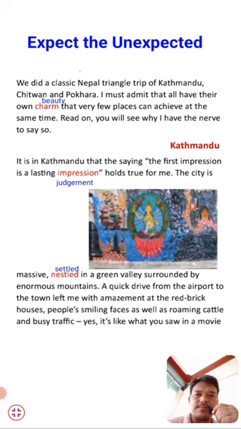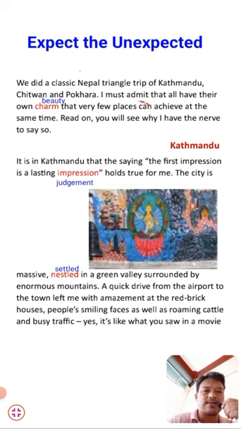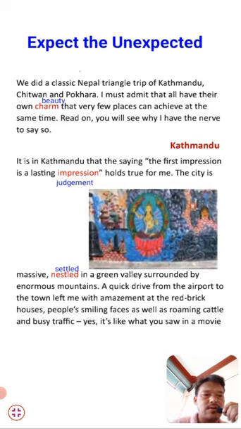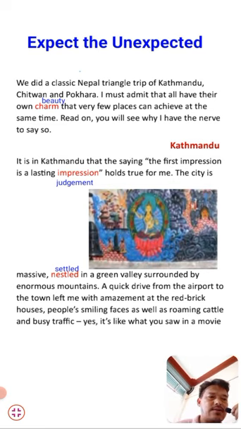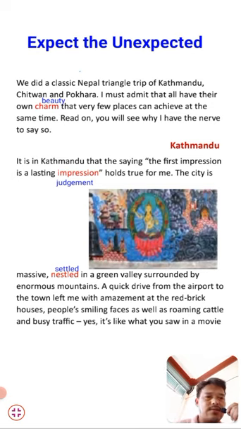And I must admit that all have their own charm that few places can achieve at the same time. Read on, you will see why I have the nerve to say this. Students, in this paragraph, the writer confesses and accepts that each place, meaning Kathmandu, Chitwan, Pokhara, has its own importance and its own beauty, and in a very short period of time, these places, students, have achieved name and fame also, at the same moment.